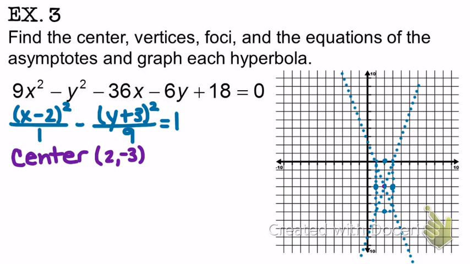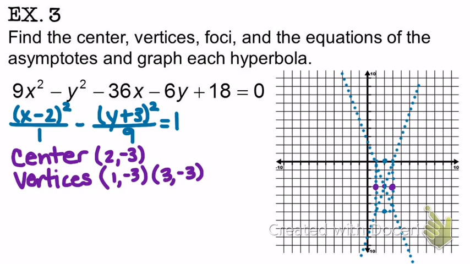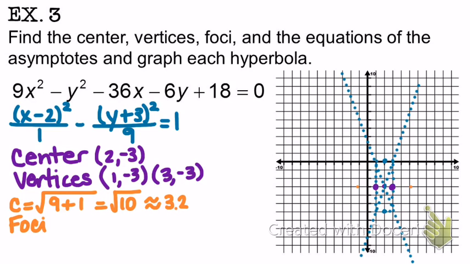Since x squared is first, this is going to be a horizontal hyperbola. It's going to open left and right. So my vertices are at 1, negative 3, and 3, negative 3. For my focus points, I'm going to do the square root of 9 plus 1, which is the square root of 10. The square root of 10 doesn't simplify, so it's approximately 3.2. So we're going to go 3.2 spaces from the center, left and right. So our focus points are really 2 plus the square root of 10, comma negative 3, and 2 minus the square root of 10, comma negative 3.